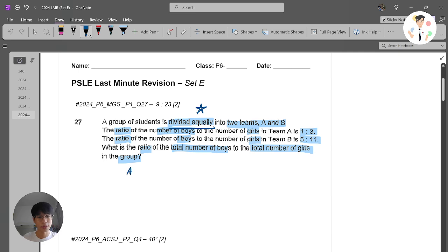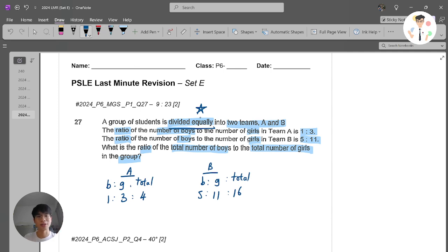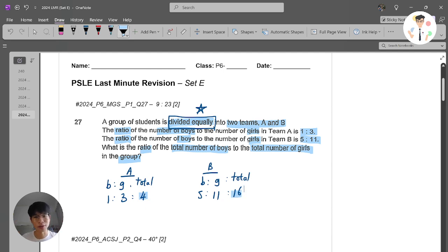So I have group A, I have group B. Boys to girls is 1 to 3. Boys to girls is 5 to 11. So let's calculate the total. The total here is 4 and the total here is 16. Again, the keyword is divided equally. That means the total number of students in A and B are supposed to be the same. But are they the same? One is 4, one is 16. It's not the same. So if they are not the same, we make them the same by looking for the LCM. What is the LCM of 4 and 16? Which is 16, right? Okay.